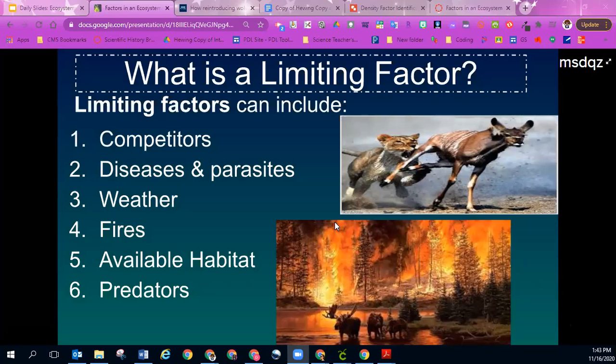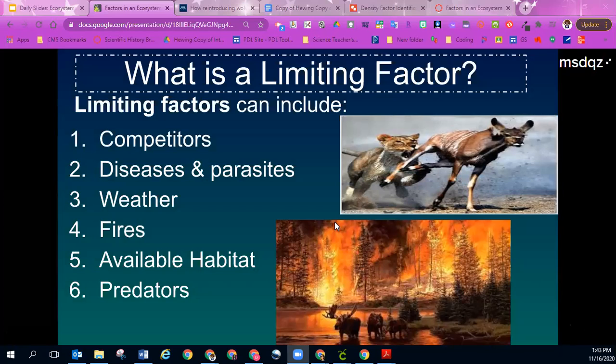They can include competitors, because organisms may be competing over the same thing. You could have diseases and parasites that might wipe different things out. You could have different weather issues like hurricanes and tornadoes, droughts, floods, any of that sort of thing. You could have other natural disasters like fire, and some of them are man-made and cause issues.